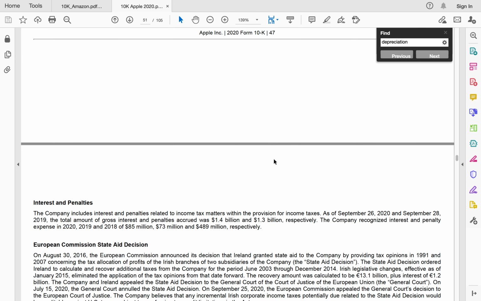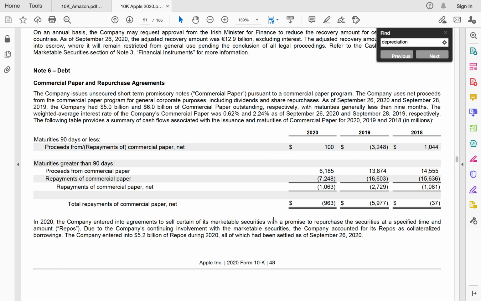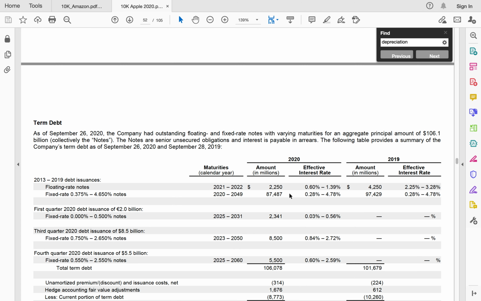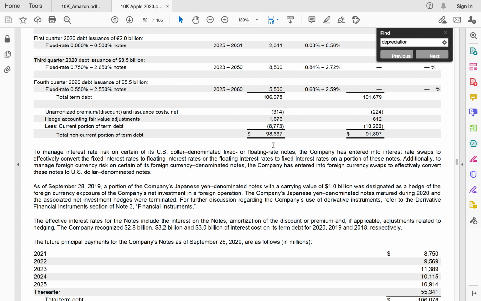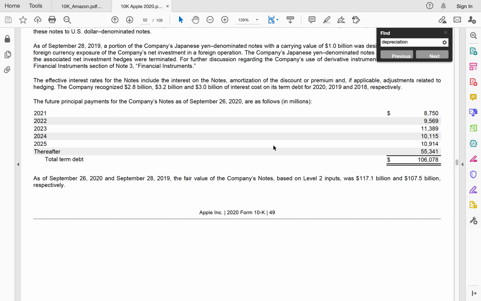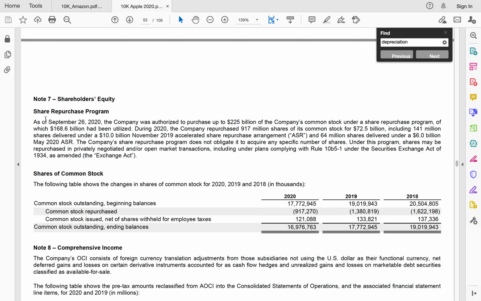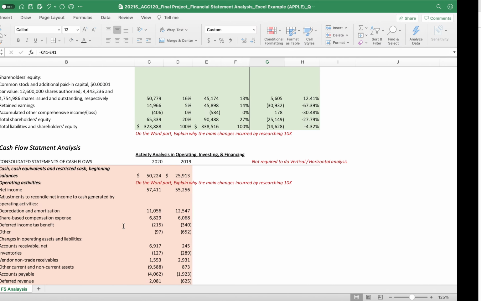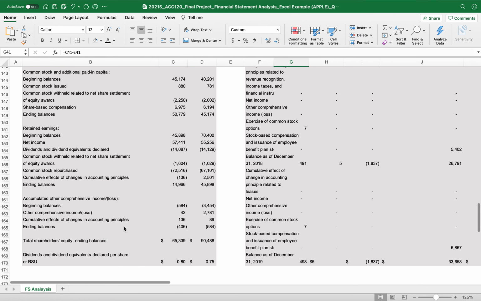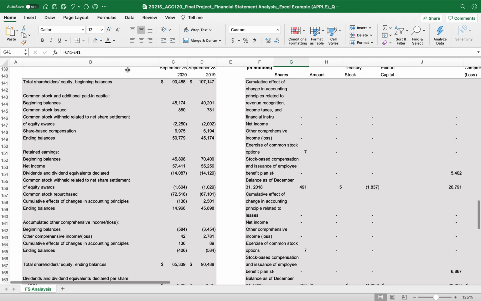And then also you can just read the debt part, because we discussed why their debt has been increased or decreased. Term debt has been increased, and why they actually issued more debt. You can read this. As for shareholders' equity, their share repurchase program, you can just analyze this part so that you can cover the main changes in the consolidated statement of shareholders' equity.